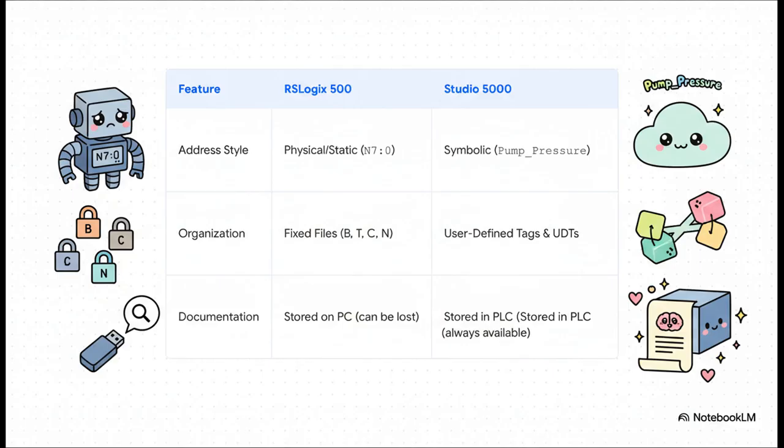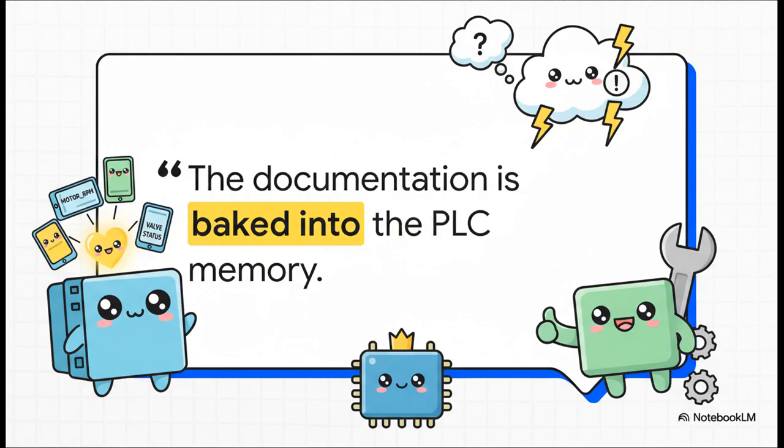So when you put these two side by side, you really see the massive difference. We're going from these physical, static addresses to symbolic, dynamic names. We're ditching the rigid, fixed files for flexible, user-defined structures. But you know what the biggest, most incredible difference is? It's the documentation. And this is so important. With this new system, the documentation is literally baked into the PLC's memory. What does that mean? It means even if you upload a program from a machine with zero comments, just reading the tag names tells you the story of how the logic works. That's a massive win for anyone doing maintenance or troubleshooting down the line.